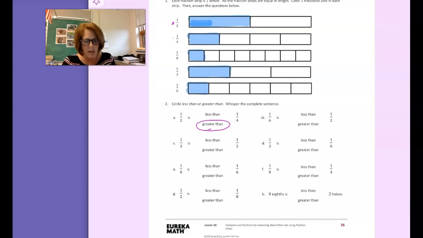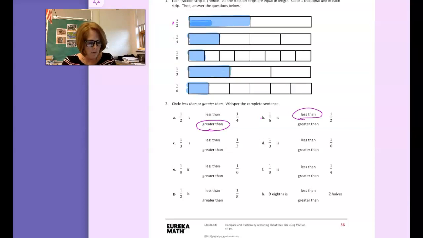If we have 1/2 of something, we have more than if we have 1/4. Let's look at letter B. 1/6 is blank, then 1/2. Look at the space for 1/6. And if we draw an imaginary line up to 1/2, we see that 1/2 is greater. So this sentence is going to say, and they said whisper, 1/6 is less than 1/2.